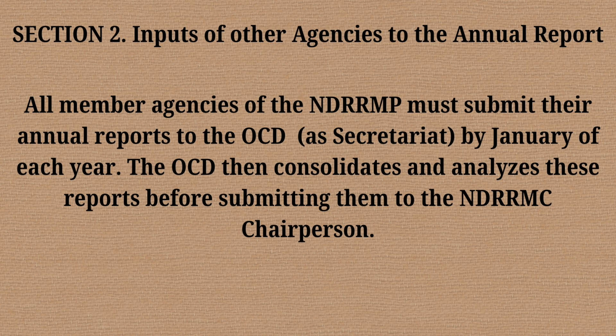This section means that all the different government agencies involved in the NDRRMP, or National Disaster Risk Reduction and Management Plan, have to give their own yearly reports to the OCD. The OCD, which is like the main organizer, then takes all these reports and puts them together. After that, the OCD gives this combined report to the head of the NDRRMC, who is like the overall leader for disaster management. So basically, everyone involved in the NDRRMP has to tell the OCD what they did that year, and then the OCD gives a summary of all that to the boss.